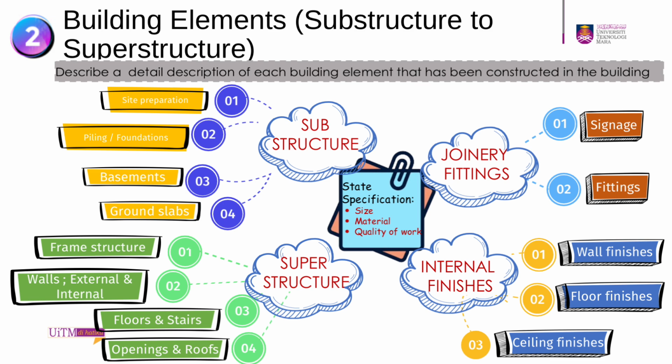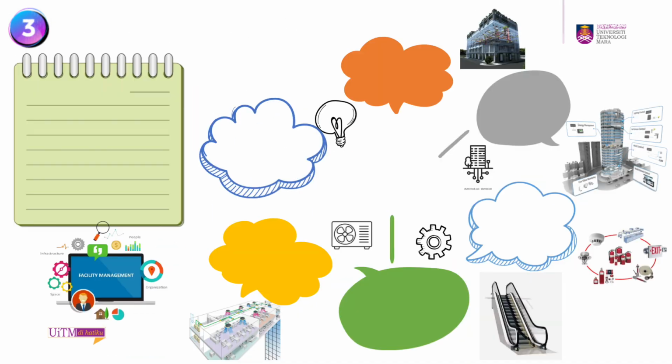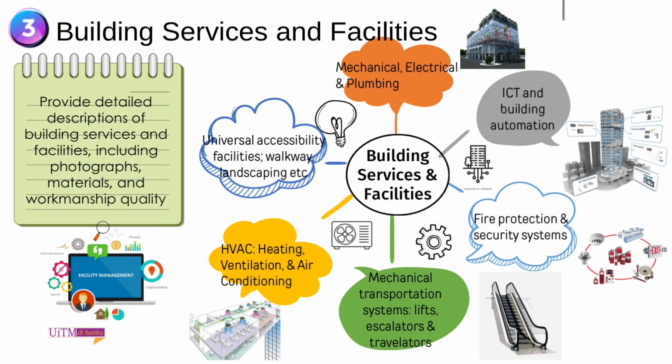2. Walls, external and internal. 3. Floors and stairs. 4. Openings and roofs. Joinery fittings: 1. Signage. 2. Fittings. Internal finishes: 1. Wall finishes. 2. Floor finishes. 3. Ceiling finishes.